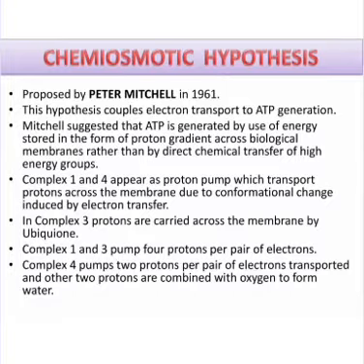Chemiosmotic hypothesis. This hypothesis couples electron transport to ATP generation, and states that ATP is generated by use of energy stored in the form of a proton gradient across a biological membrane rather than by direct chemical transfer of a high energy group. Complex 1 and complex 4 appear as proton pumps which transport protons across the membrane due to conformational change induced by the electron transfer. In complex 3, protons are carried across the membrane by ubiquinone. Complex 1 and 3 pump 4 protons per pair of electrons. Complex 4 pumps 2 protons per pair of electrons transported and the other 2 protons are combined with oxygen to form water.